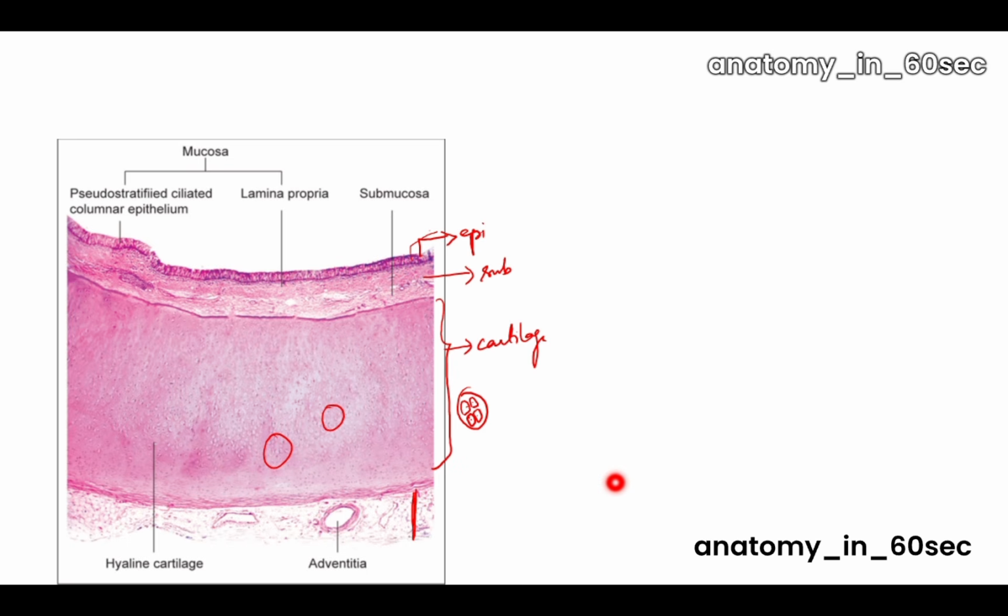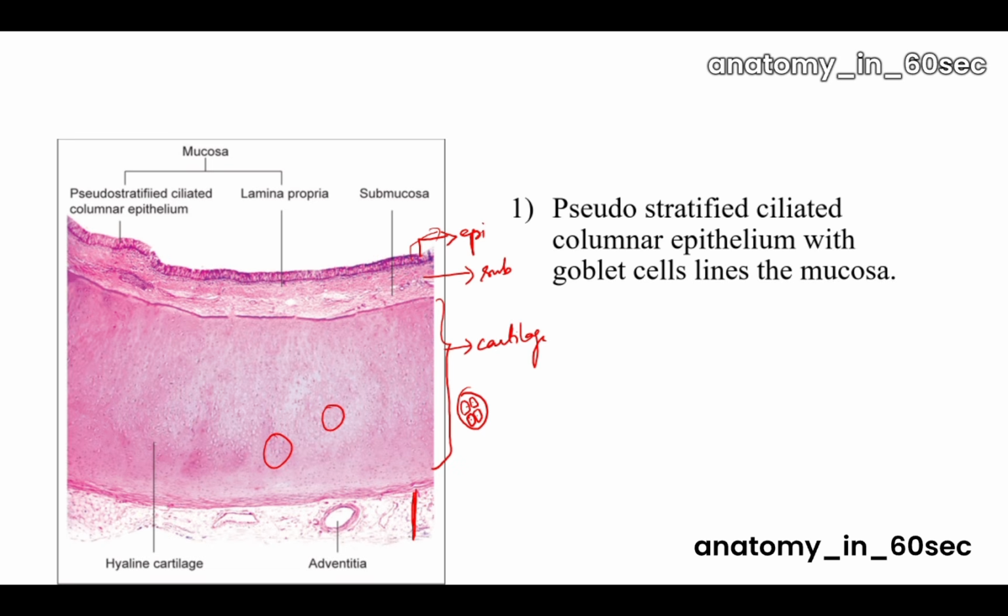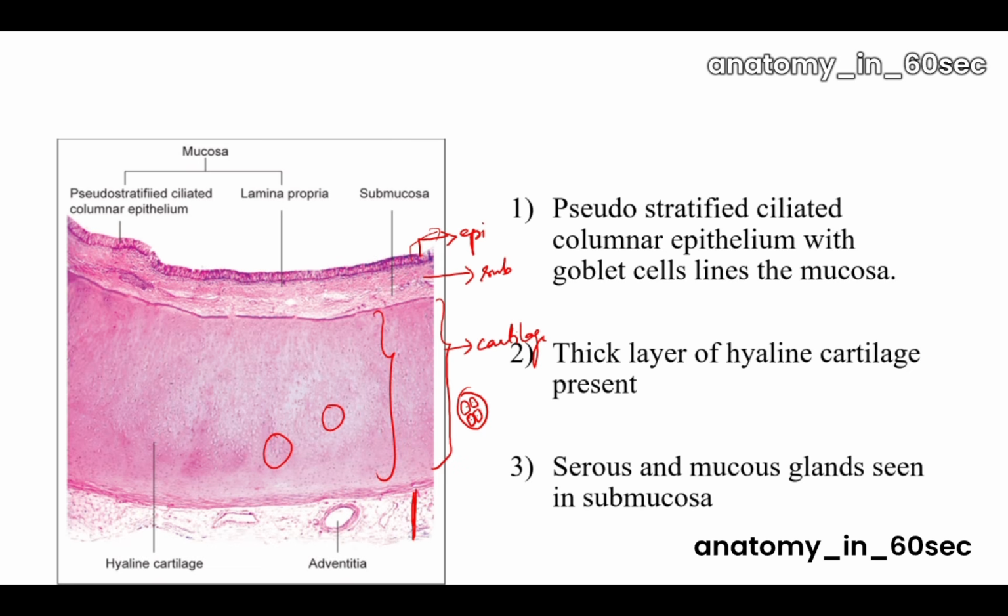So the epithelium is also pseudostratified ciliated columnar epithelium. Having this in mind, that slide is trachea. So trachea ஓட two identification points வந்து pseudostratified ciliated columnar epithelium with goblet cells that lines the mucosa and beneath that ஒரு thick layer of hyaline cartilage இருக்கும். And also mention பண்ணனும்னா serous and mucous glands will be present in the submucosa.